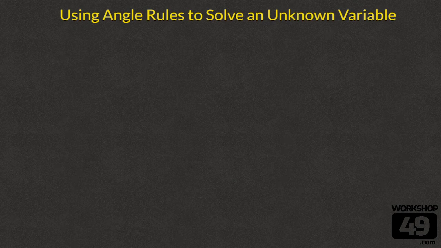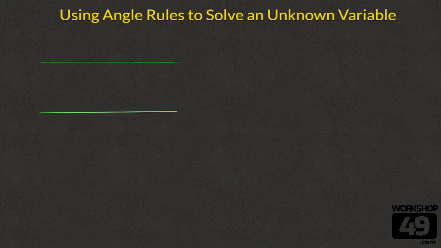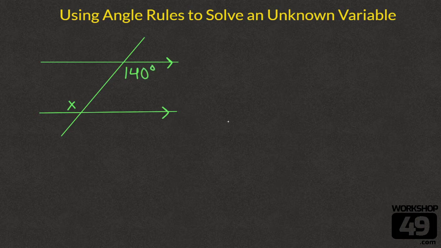Hey everybody! Today we're going to be using angle rules to solve for an unknown variable between two parallel lines. So let's just go ahead and get ourselves a couple of parallel lines, and we know they're parallel because we put our cute little arrows on there. And we're going to start off with something fairly simple where we have an x and we have 140 degrees, and whether or not this is to scale, that really doesn't matter.